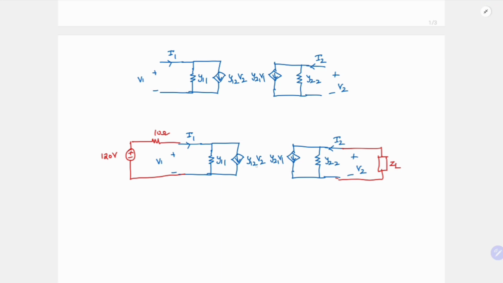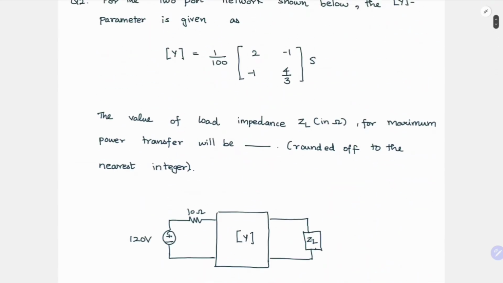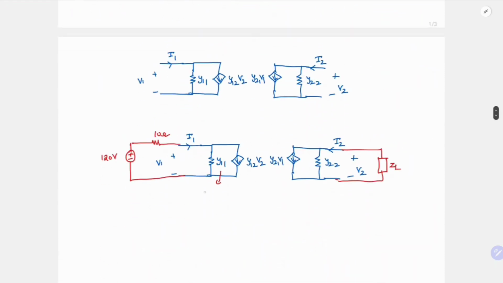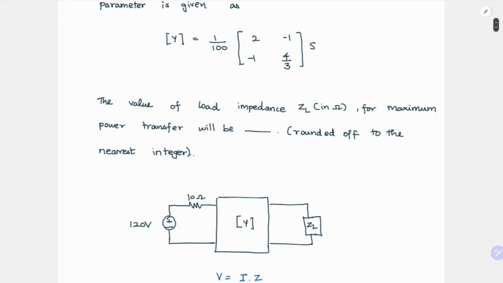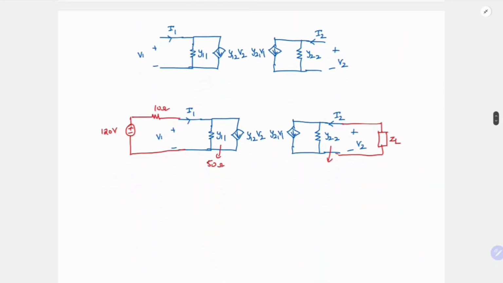And if you have to write these Y11, Y12 and all, we can write it from the Y parameter. So your Y11 is 2 by 100, which is nothing but 1 by 50. So in ohms, it will be 50 ohms. Similarly, your Y22 will be 4 by 3 into 1 by 100. So 300 by 4, which is 75 ohms.